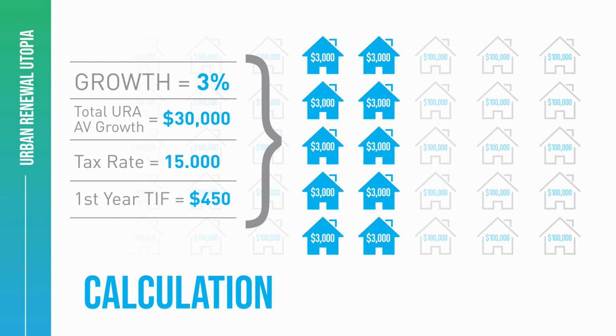To illustrate the method of calculating urban renewal property tax revenues, we will assume that the assessed value for each house in the city grew by 3%. This means each house in the urban renewal area increased in assessed value by $3,000.